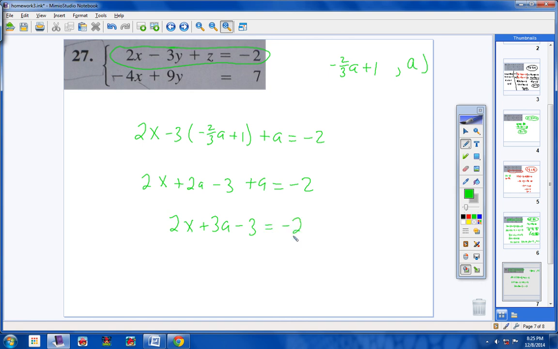Now I want to get x by itself, so bring this over and bring this over, and I'm left with 2x equals 3A becomes negative 3A. When you bring your negative 3 over, it becomes positive 3. So negative 2 and positive 3 is positive 1. Now divide everything by 2, and x equals negative 3/2 A plus 1/2. So there's what x equals. So negative 3 over 2A plus 1/2, comma.